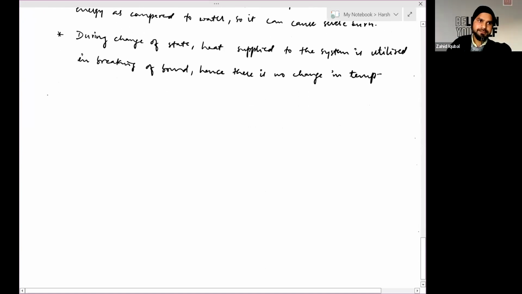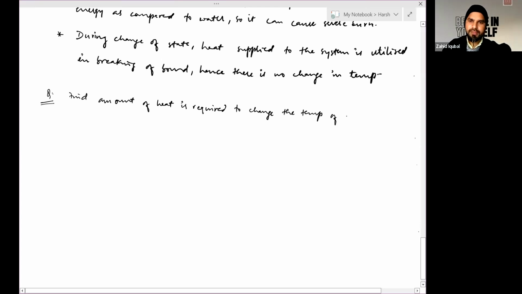Now, related to this part, there will be a question. Find the amount of heat required to change the temperature of 10-gram ice at minus 10 degrees Celsius to plus 10 degrees Celsius.